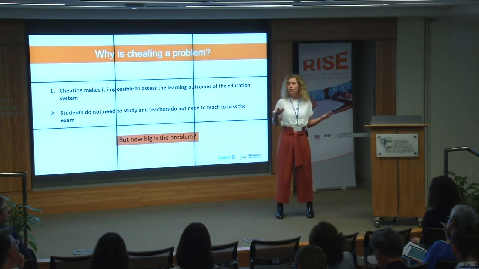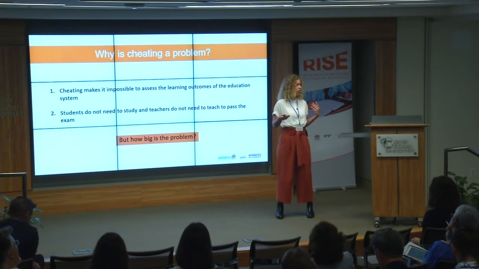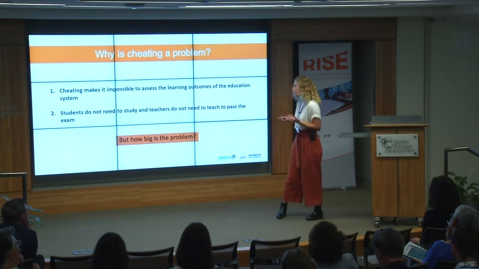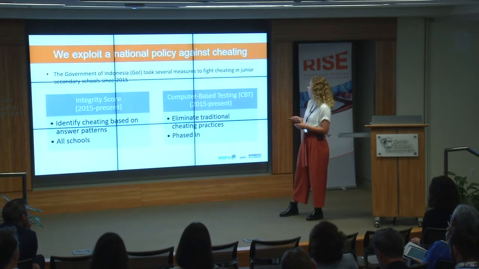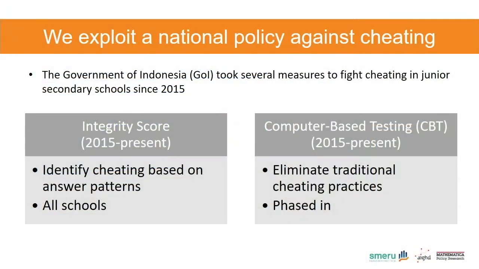There's all this speculation about cheating in the news articles, but how many schools are cheating and how much are they cheating? In order to identify this, we exploit a national policy implemented by the government of Indonesia for junior secondary schools. Since 2015, the government has been calculating a so-called integrity score. This algorithm checks for patterns in the answer sheets of the students, so they can become suspicious of cheating in these exam scores. They calculate this for all schools since 2015.